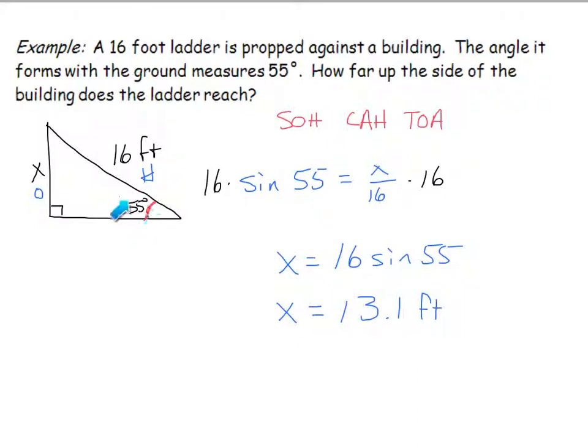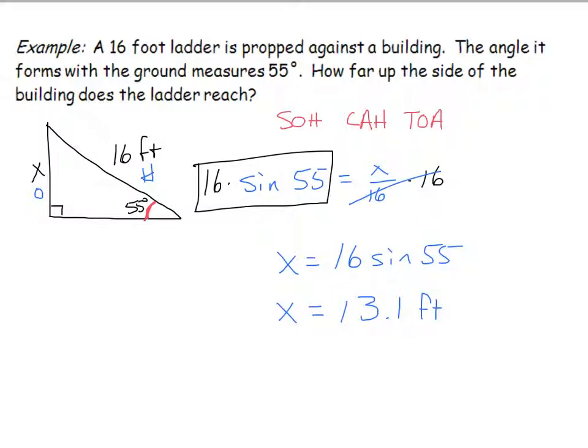55 degrees, because you want to put your trig function and then the angle right next to it. So sine of 55 degrees is equal to the opposite, which is x, over the hypotenuse, which is 16. So sine of 55 equals opposite over hypotenuse, x over 16. Now, if I've got to solve for my x, I'm going to multiply both sides by 16 to get it off of the bottom. And that leaves me then with 16 sine of 55. That's what x is, 16 sine of 55.